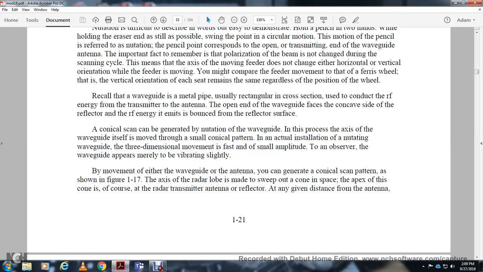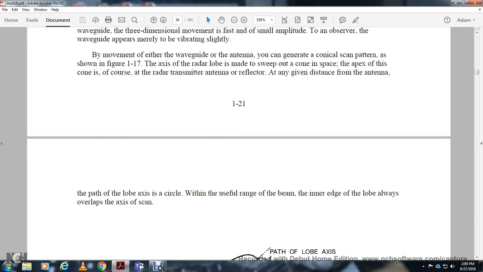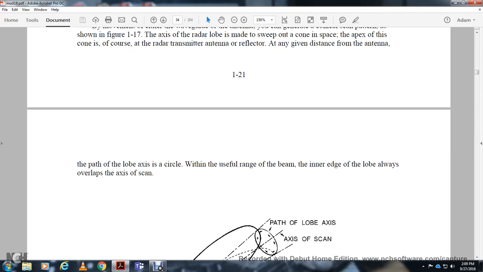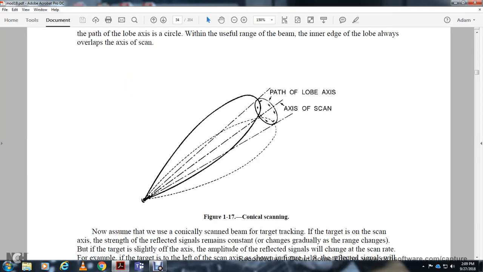By moving the end of the waveguide of the antenna, you generate the conical scan pattern shown in Figure 117. The axis of the radar lobe sweeps out a cone in space, with the apex of the cone at the antenna reflector, at any given distance from the antenna. The path of the lobe axis is a circle, and the inner edge of the lobe always overlaps the axis of the scan, as shown in Figure 117.